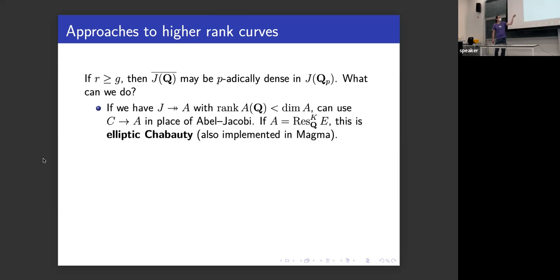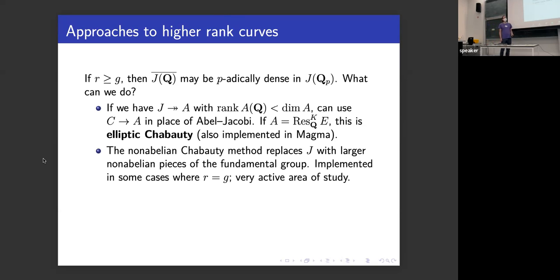And in the case where this is a restriction of scalars of an elliptic curve, or equivalently, if our curve has a map to an elliptic curve defined over some extension of the base field, this is called elliptic Chabot, and this is also implemented in Magma.